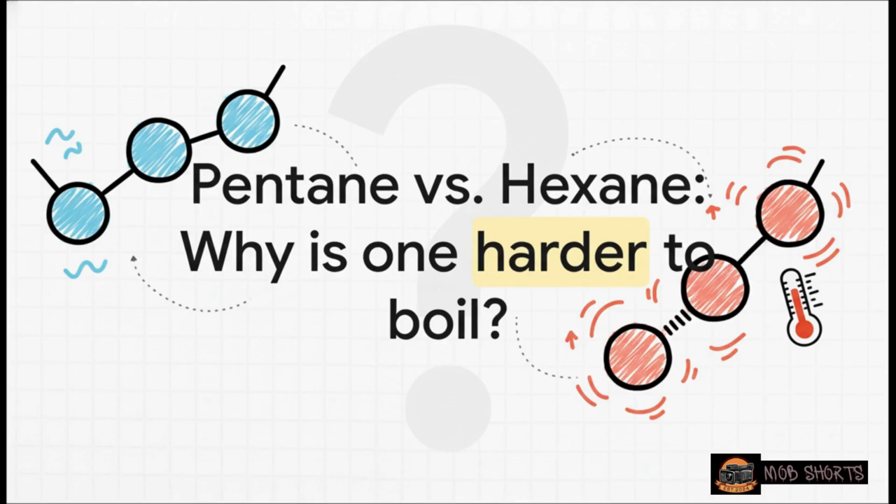So let's kick things off with a little mystery. On the screen, you see two very similar molecules, pentane and hexane. But here's the thing. Hexane has a much higher boiling point. It takes way more energy to turn it from a liquid into a gas. So why? What's going on here? Well, the answer is hidden in the invisible forces acting between these molecules.